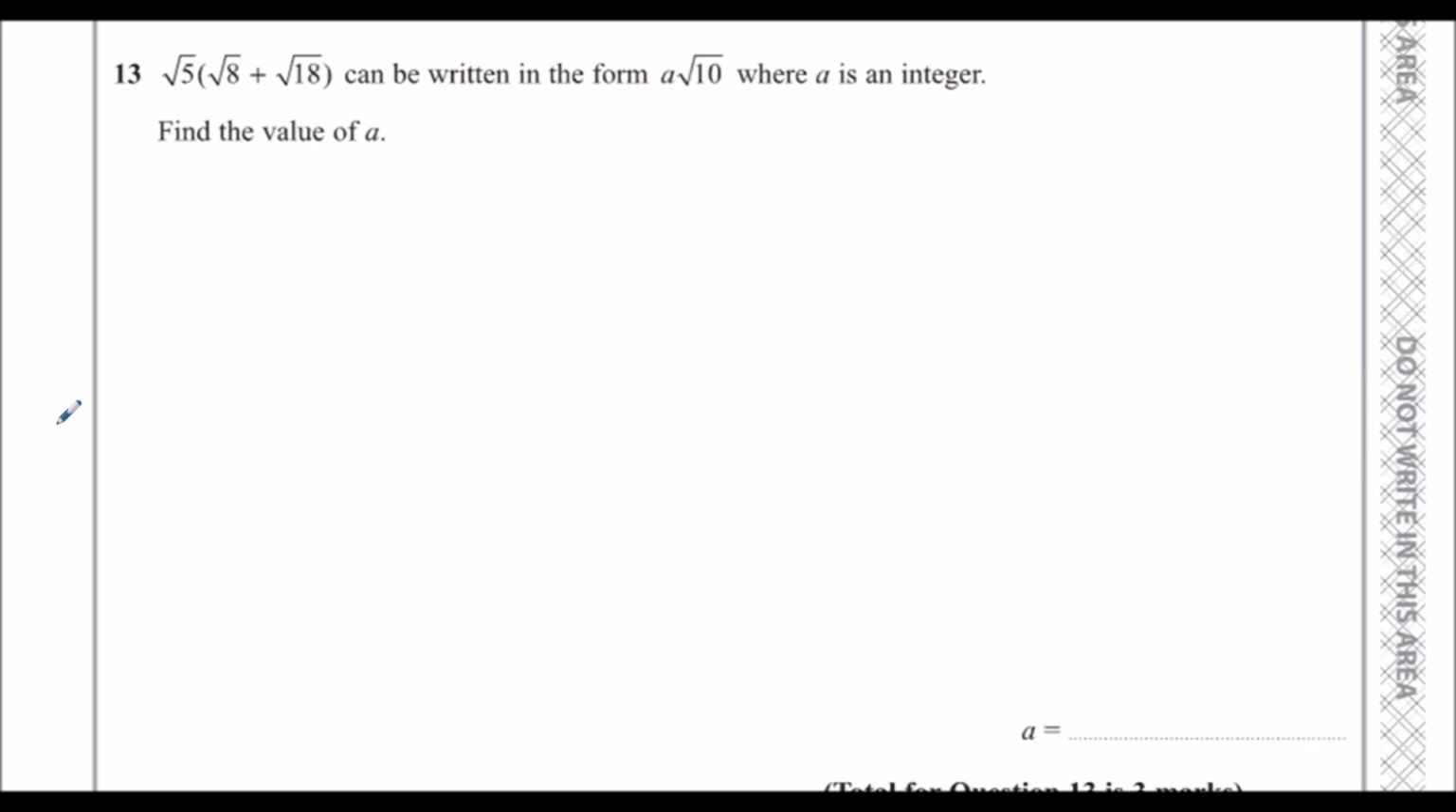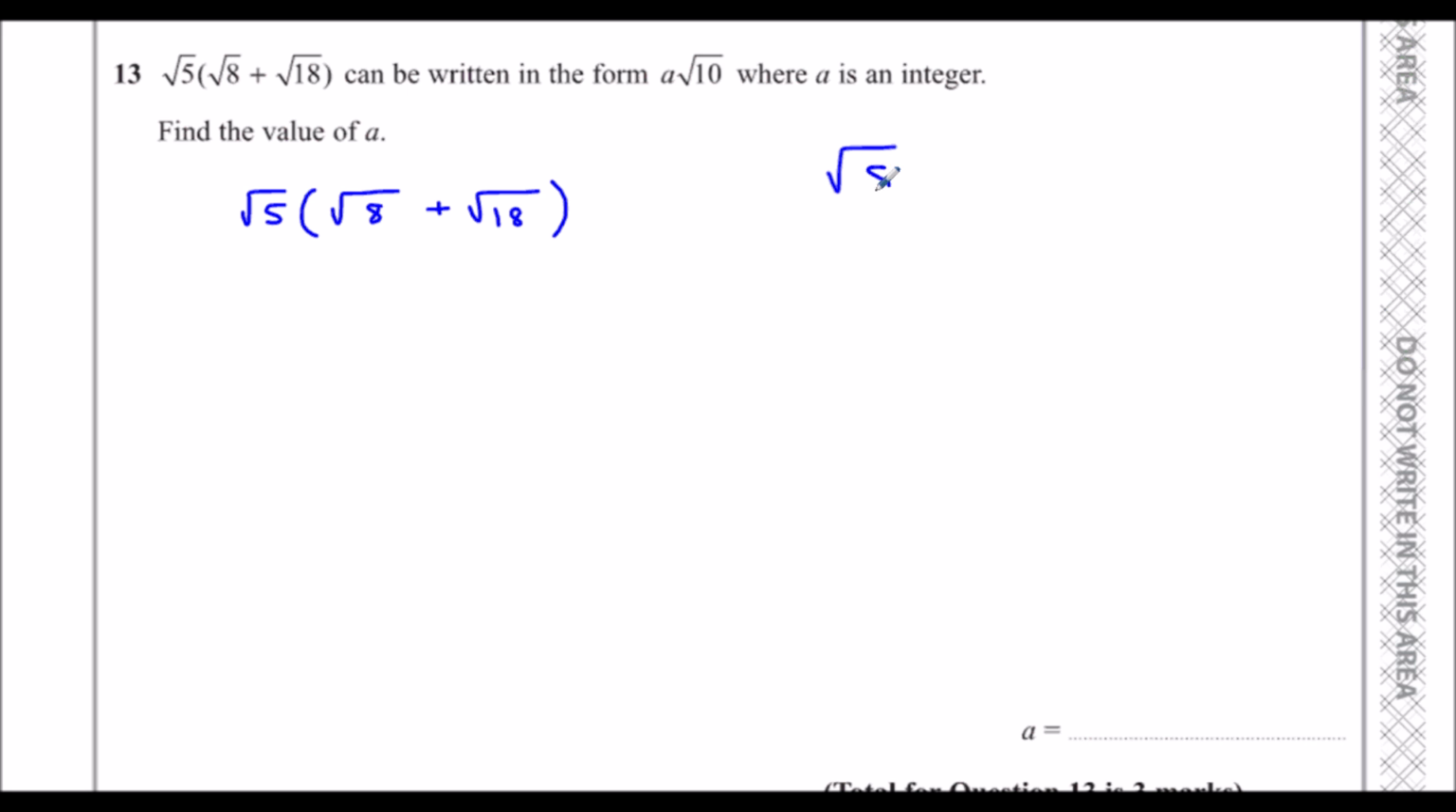Question 13. So I've got root 5 into root 8 plus root 18. And they're saying it can be written in the form a root 10. Find the value of a. So simplify. We need to simplify root 5 into root 8 plus root 18. So the first thing I want to do, I'm going to simplify root 8 and root 18.